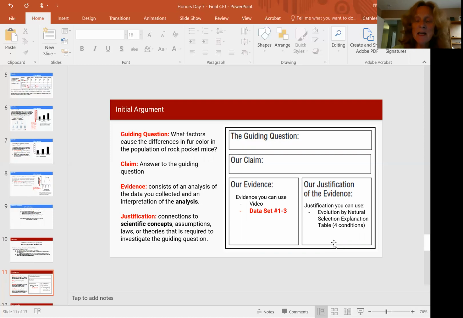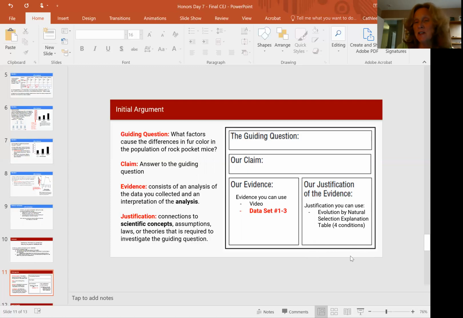Your evidence consists of analysis of the data you collected and interpretation of that analysis. Many of you are doing a really good job of bringing in that interpretation. Here's where the challenging part is going to be, with the justification. I gave you a little bit of a hint, because I'm trying to let you realize this is where your conditions are going to come in, because that's going to be your scientific justification.